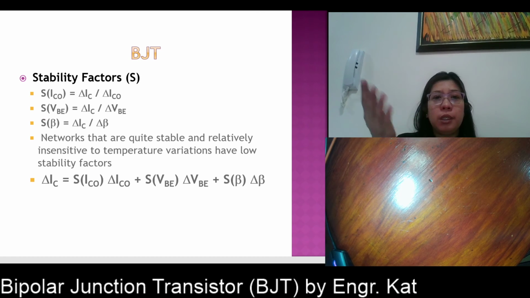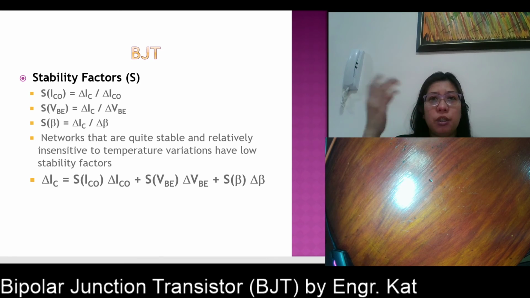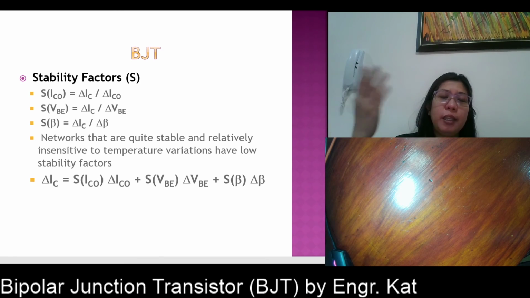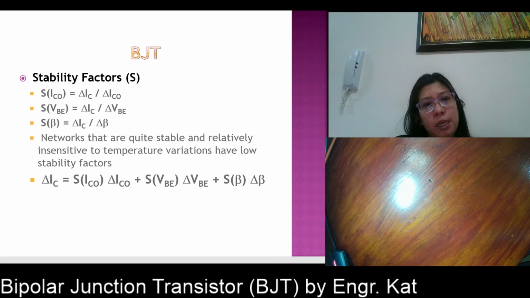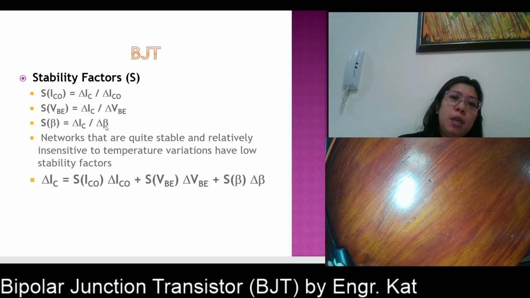Your ICO, so the stability factor S, this is just a formula class. So ICO is the change in collector current with respect to the change in leakage current. VBE, that is the change in the collector current with respect to the change in your VBE. And then stability factor of beta is the change in the collector current with respect to the change in beta. Since your leakage current, your VBE, and your beta are changing with respect to the temperature, so does your collector current. So the ratio between their changes is your stability factor.